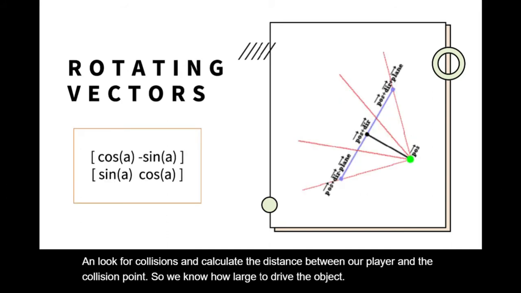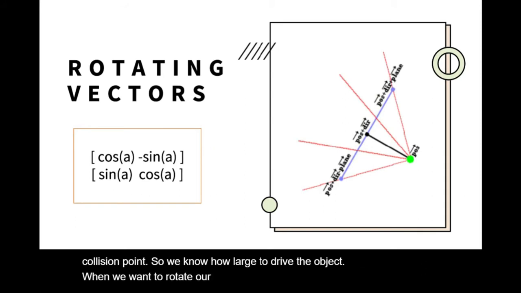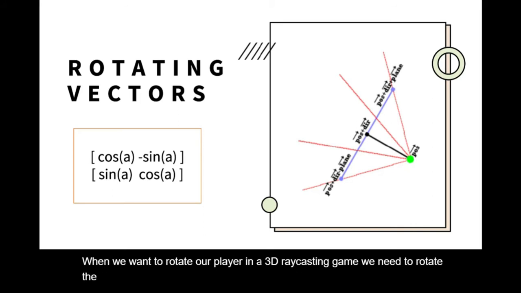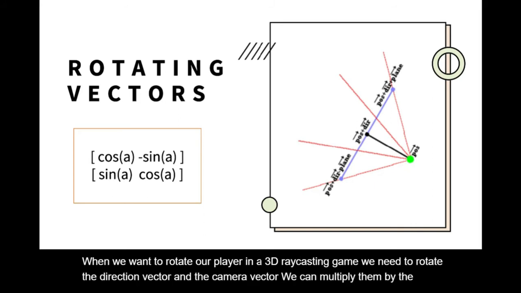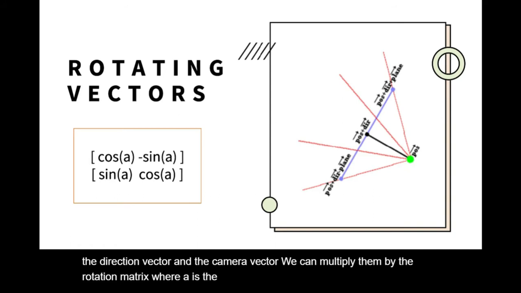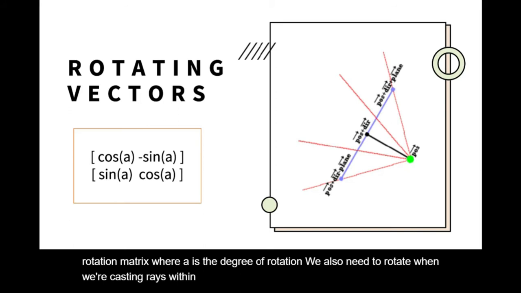When we want to rotate our player in a 3D raycasting game, we need to rotate the direction vector and the camera vector. We can multiply them by the rotation matrix, where A is the degree of rotation. We also need to rotate when we're casting rays within our field of view.